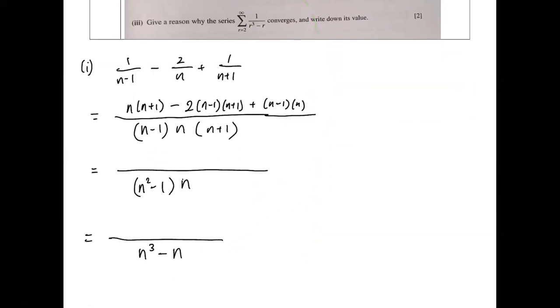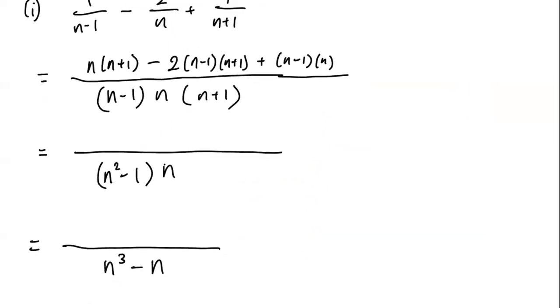How about numerator? Now we have to simplify. So just expand everything out. N squared plus n minus away. This times this is n squared minus 1 square, which is just a 1. Then negative 2 times into n squared minus 1, which is negative 2n squared.